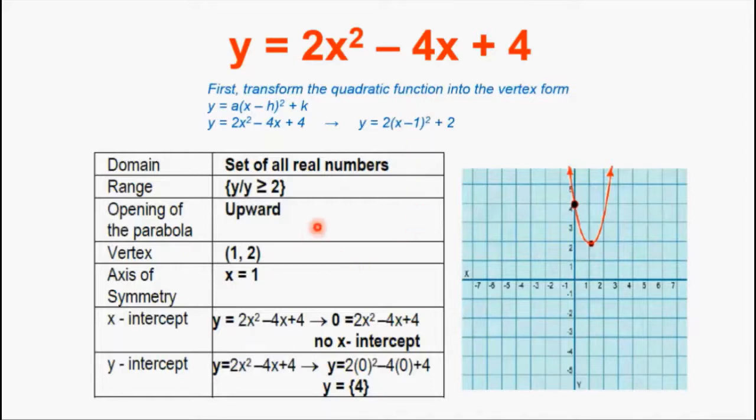The opening of the parabola is upward since A is positive. The axis of symmetry is at x is equal to 1. Ito yung h natin. So, we have no x-intercept. Kanina, ito yung sinolve natin. So, di ba doon sa discriminant, ang value niya ay negative. And ang ating y-intercept is at 4. Dahil tumawid siya dito sa ating x-axis at point 4.